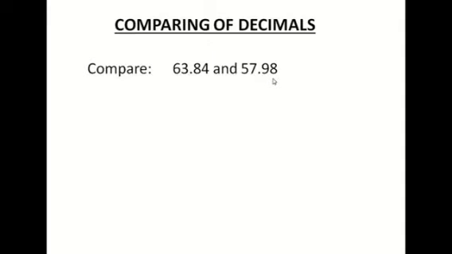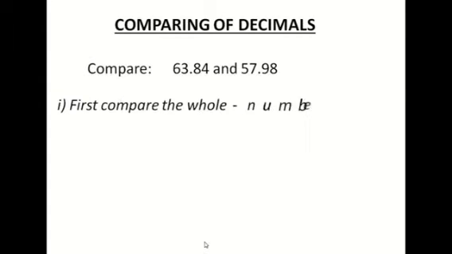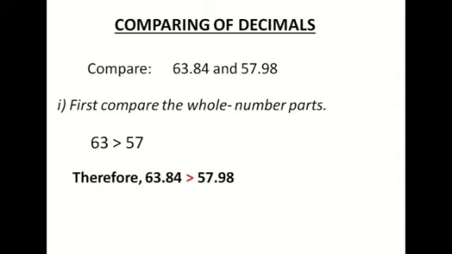So to compare decimals, what we have to do, we have to first check the whole parts. So here you can see the whole part for the first decimal is 63 and the whole part for the second decimal is 57. Compare them. If we compare, it is very much clear that 63 is greater than 57. So here whole parts are enough to compare. Means we can write that 63.84 is greater than 57.98.